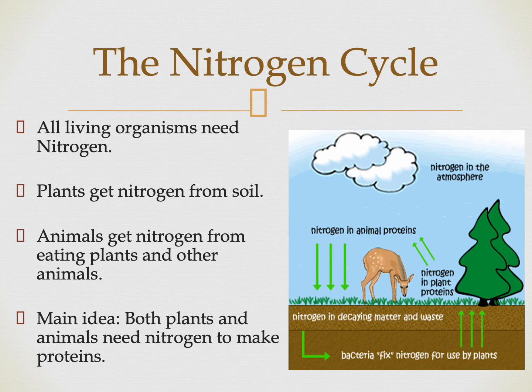Plants get nitrogen from soil. Animals get nitrogen from eating plants and other animals. As a result, both plants and animals need nitrogen to survive. So we're actually going to have nitrogen constantly moving throughout our Earth.